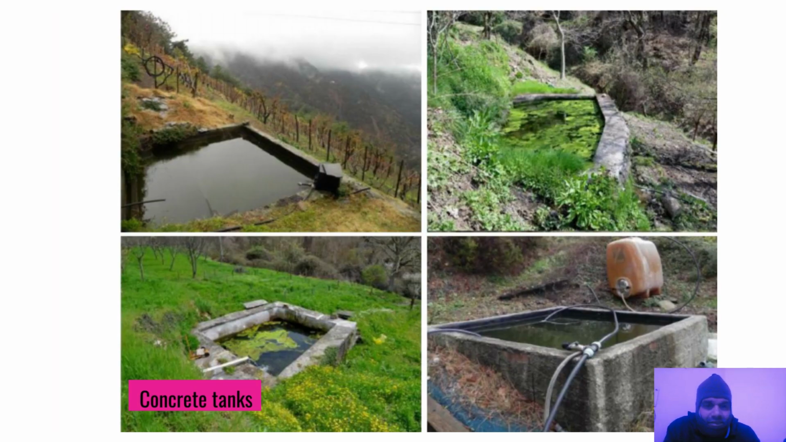Then you have tanks. Wherever there's no flowing water, we might collect some spring water in a tank, or we might collect rainwater in a tank. And these tanks normally are made of concrete and are then used for irrigation. We will see the means that are used.